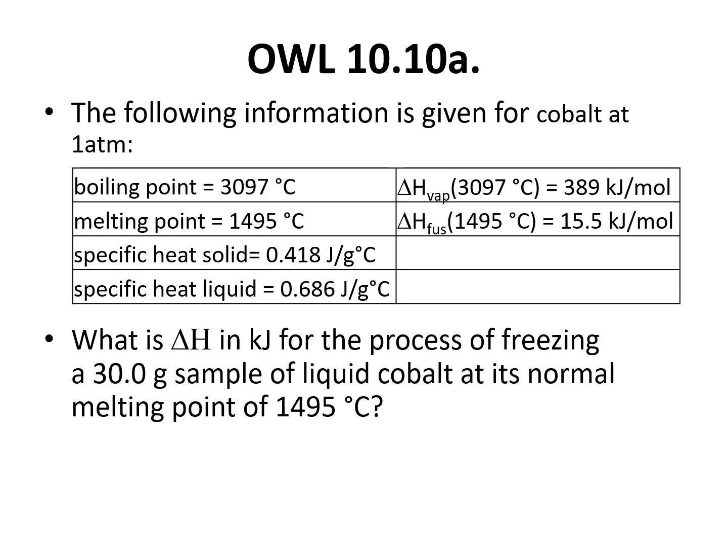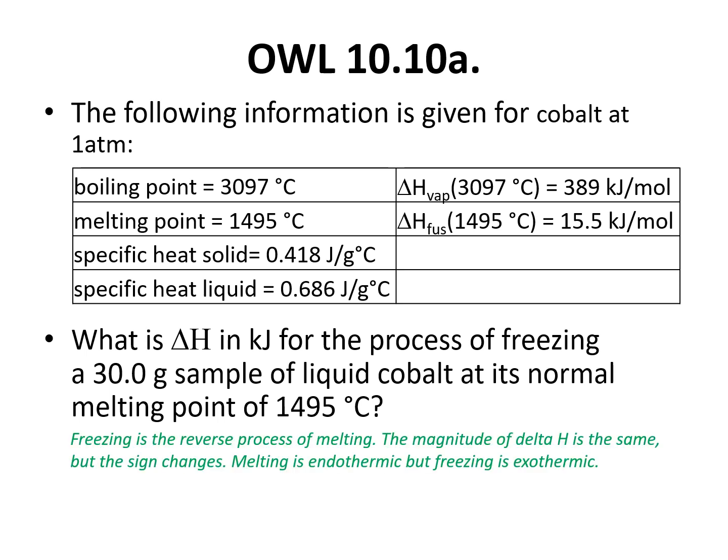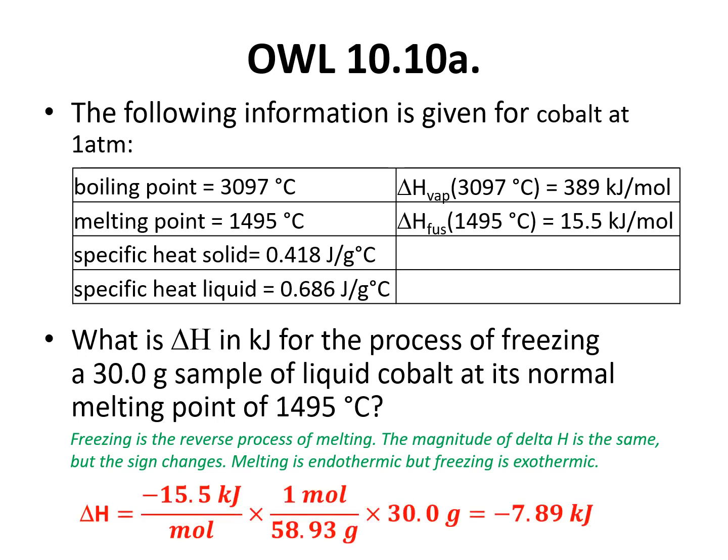So with this one, we don't need to worry about the specific heat because we're not changing the temperature within the liquid or the solid. We're right at the melting point. Also, we need to recognize that freezing is the reverse process of melting. So while the magnitude will be the same, the sign will change. And so the delta H of freezing is going to be negative 15.5 kilojoules per mole.